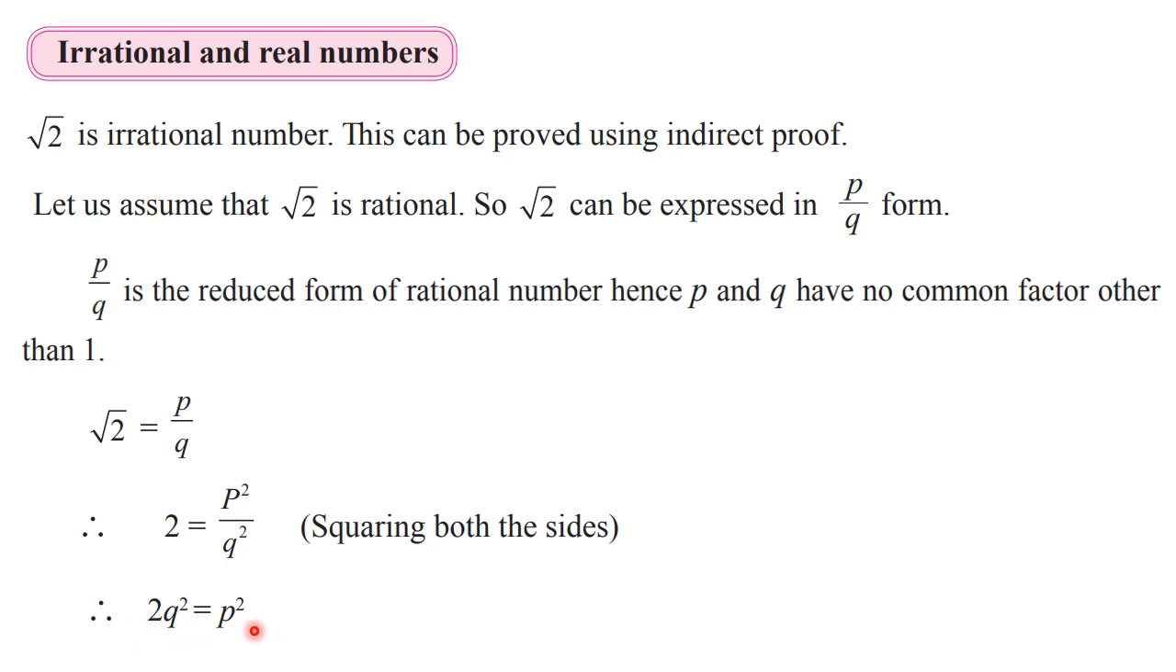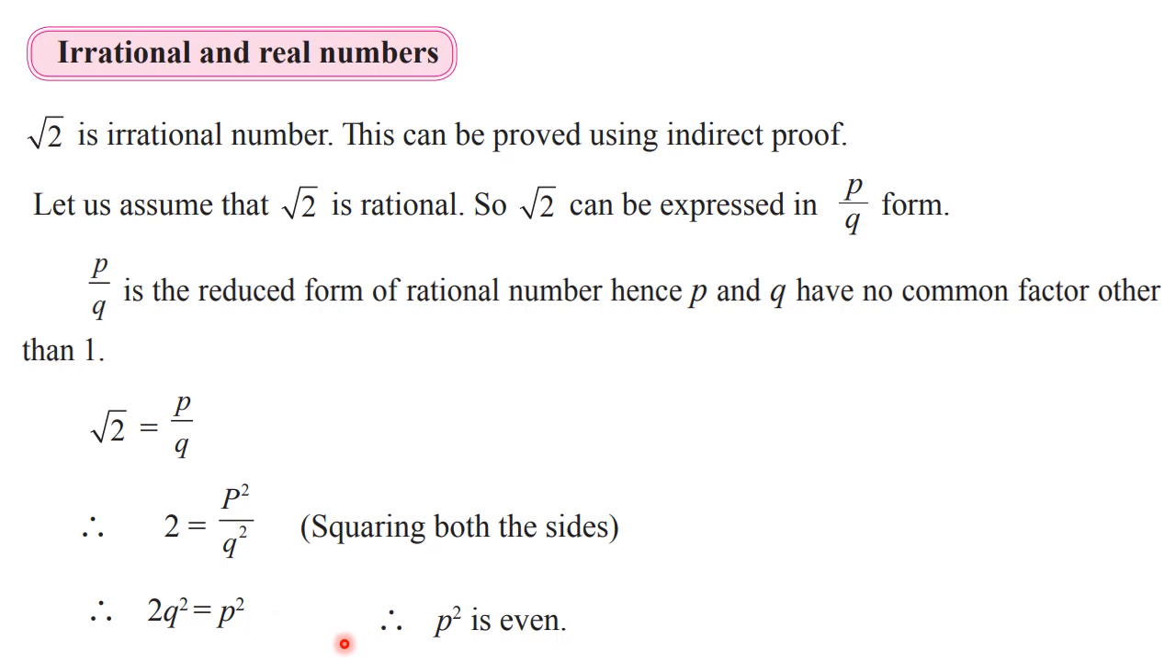Now here you have studied the definition of even numbers. You know that 2, 4, 6, 8, 10 and so on, they are even numbers. Also in the chapter on sets, when we wrote the set by using set builder form, there we wrote that every even number can be written as a multiple of 2. So here we have got a multiple of 2. 2 into something is there. That means we can say that p square is a multiple of 2. So we can say that p square is even.